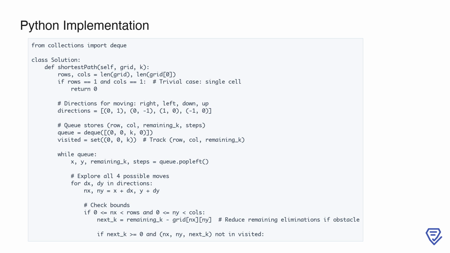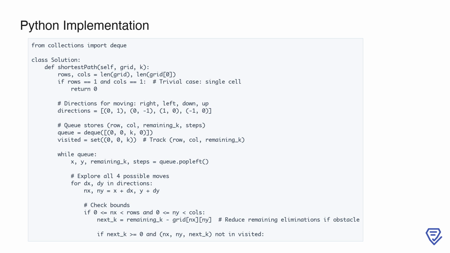We then initialize a queue with the starting position 0, 0, the remaining obstacle eliminations k, and the step count set to 0. The visited set is used to track the state of each cell, including the number of eliminations remaining, to avoid revisiting states unnecessarily. Now, while the queue is not empty, we dequeue the first item and explore all possible moves from the current position. For each move, we calculate the new position, nx, ny, and check if it's within grid bounds.